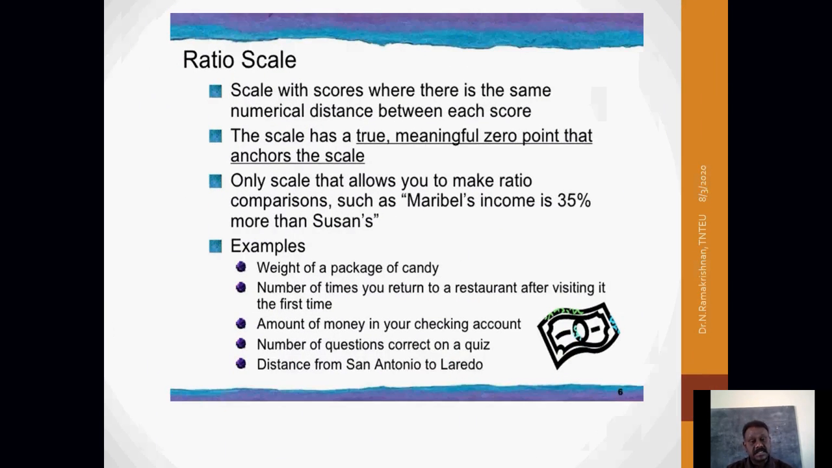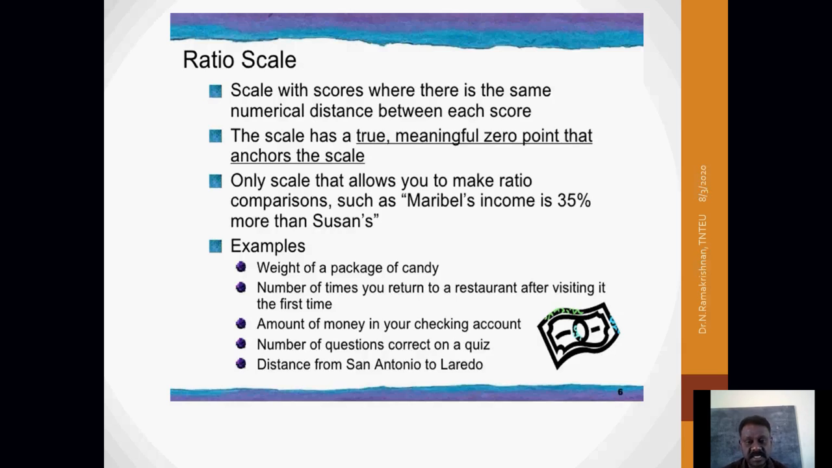This ratio scale has scores where there is the same numerical distance between each score. Definitely, when we construct a scale, there will be the same distance. It will be +1, +2, +3. Like that only we will go. We will not go +1, +3 like that. So that is why it has the same numerical distance, both in interval scale as well as in ratio scale.